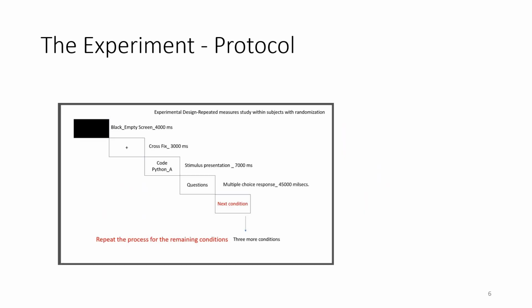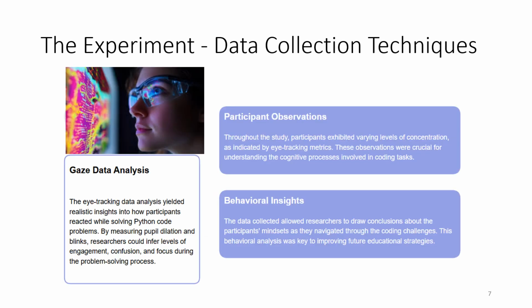Here we have the protocol. So we started with a black screen. Then we have a fixation cross in the middle of the screen for 3 seconds. And then we have the Python code and the questions, which each participant needs to answer A, B, C, or D. Then we repeat the process for the remaining conditions. We have 3 more conditions. We have conditions A, B, C, and D.